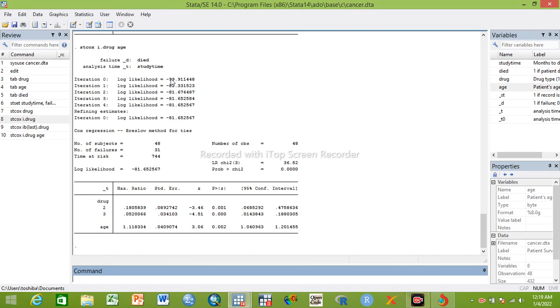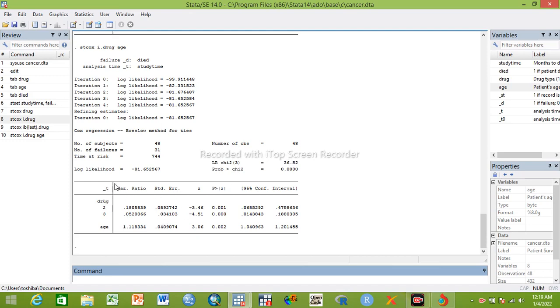From minus 99 to minus 81. So it takes the last iteration. So the number of observations is 48. Probability is significant, and the log likelihood chi-square is 36.52. So this is our analysis.